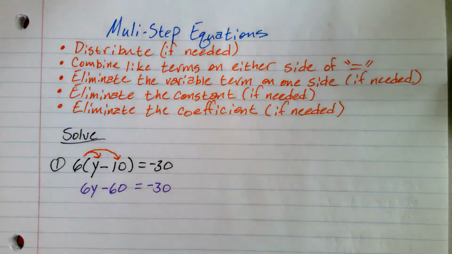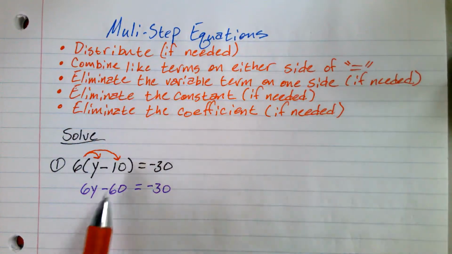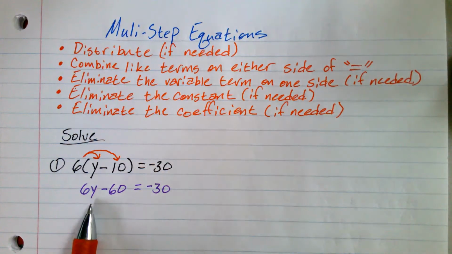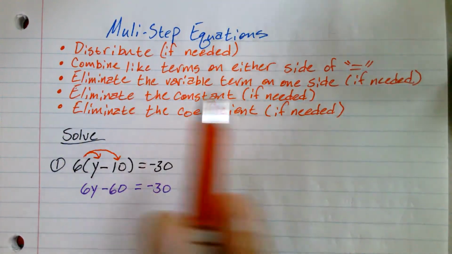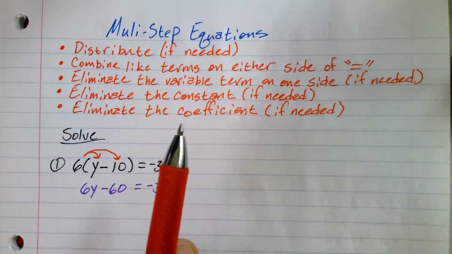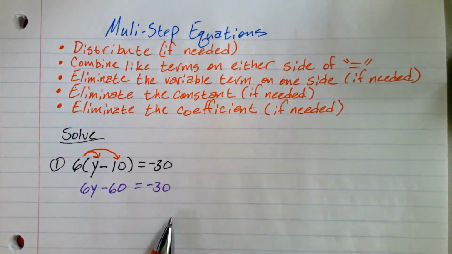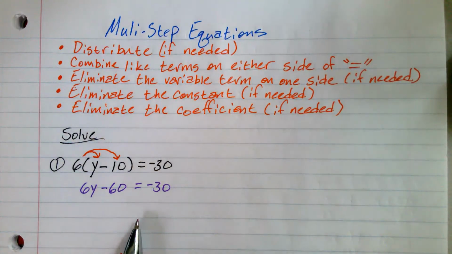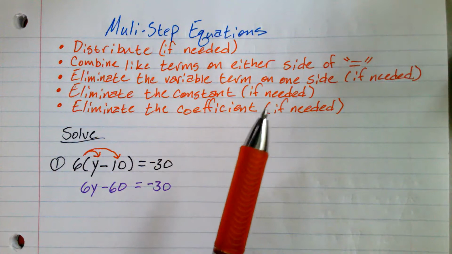Now, take a look at your equation. It says combine like terms on either side. Look at the left side of the equation. Do we have any like terms we can combine on the left? No. None on the right either. So that step wasn't needed. Eliminate the variable term on one side. So do we have variables on both sides? No. I'm just running down the list, okay? Just be patient if you're already telling me what to do. So we don't have to do any of those.